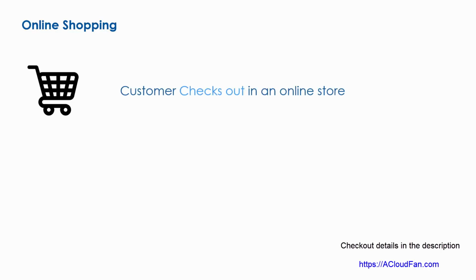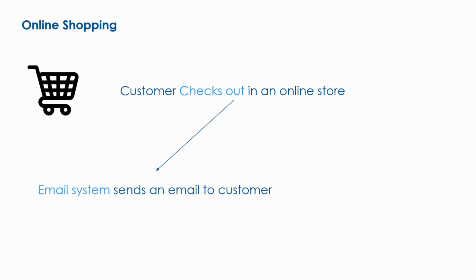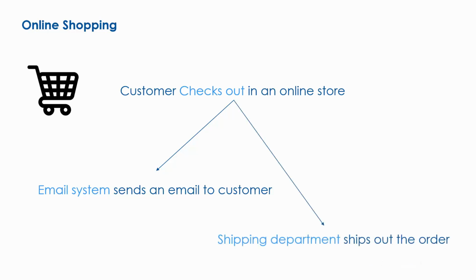Customer pays for the products in the basket. At that point, various actions are taken. An email is sent to the customer informing the confirmation of the order. The shipping department ships out the order, and at the same time, the inventory system updates the number of products available in the inventory. So this customer checks out is of interest to multiple subsystems in the online shopping system.